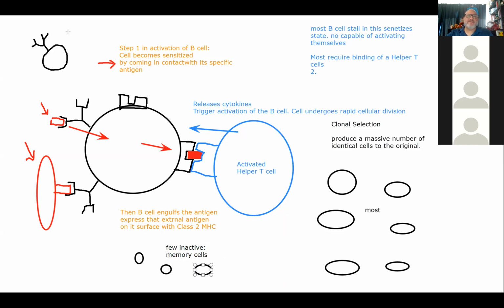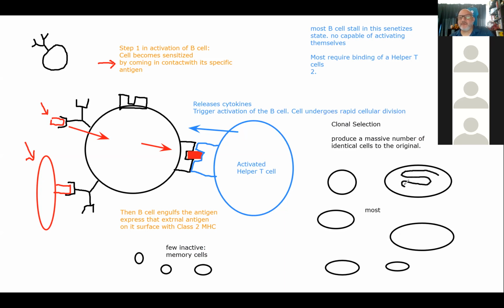Memory cells, absolutely. So there are going to be a few of these that are just going to become inactive memory cells. But most of them are going to grow to become these big, huge, large, massive cells. And these big, huge, massive cells are going to have a massive amount of rough endoplasmic reticulum in them. And what do we use our rough endoplasmic reticulum for again? Making proteins, exactly. These cells become what are known as plasma cells.